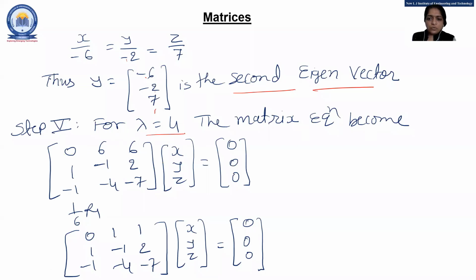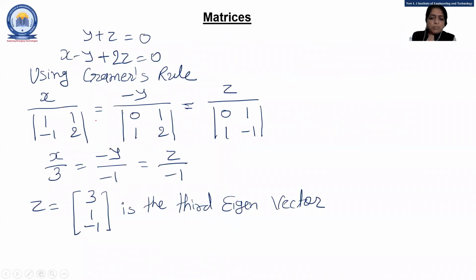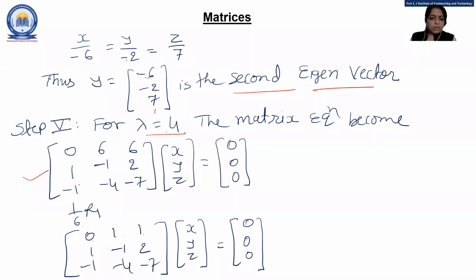For lambda equal to 4, this is my third eigenvector, yeah? So by applying lambda equal to 4, I get this matrix. So by doing 1 by 6 R1, I got this 0, 1, 1, right? There are total 3 equations from this matrix, but we need only 2 equations.